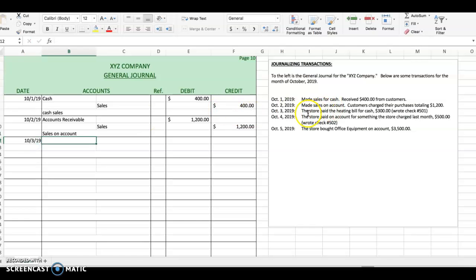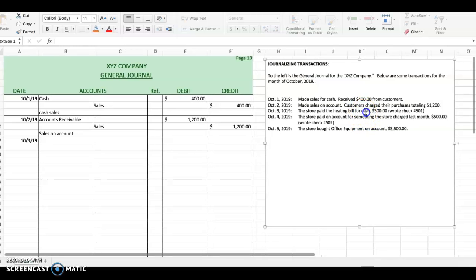Next one, October 3rd. The store paid heating bill for cash. Okay, what two accounts are involved? Well, cash, obviously, we're paying money now. That's an asset. Assets decrease on the credit side. It shows decreases on the credit side. So cash, we know, is going down, and probably that means we will credit cash, which is what we will do. But what about the debit? What about the other part of it, the heating bill?